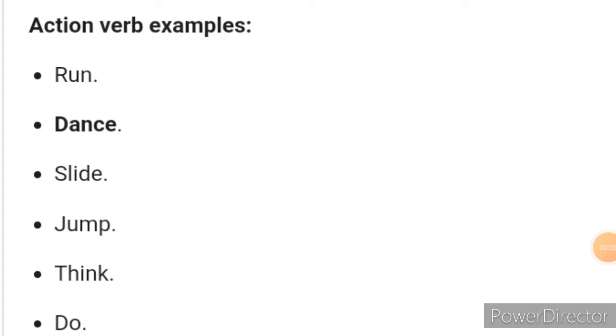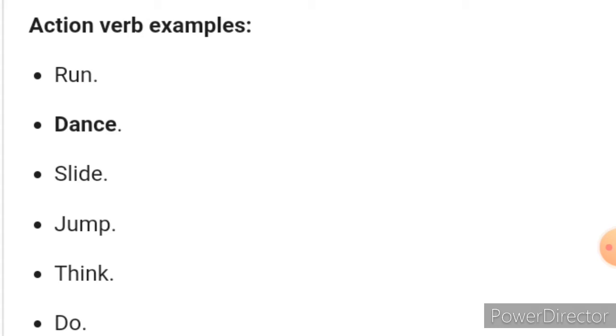Children, in short form, we can say a verb is an action word. A verb talks about an action, denotes a state of being or shows position or belonging. So this is known as a verb. Again listen, children. A verb talks about an action, denotes a state of being or shows position or belonging. Look at a few examples of action verbs: run, dance, slide, jump, think, do. These are actions. An action word is known as a verb.